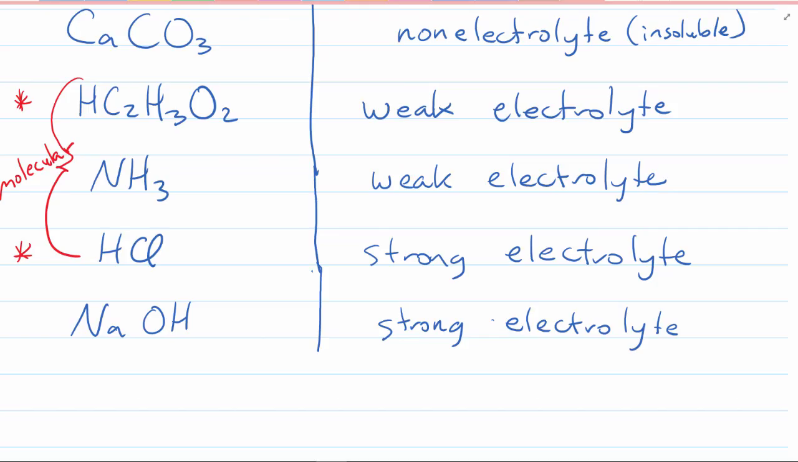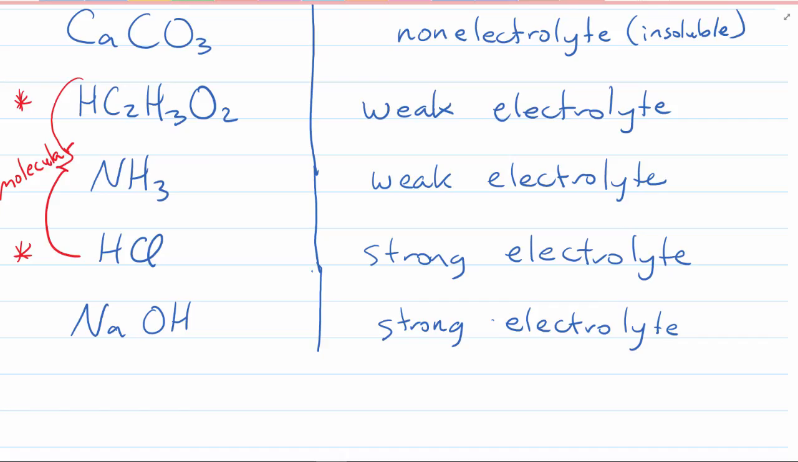And it turns out, I will asterisk these in blue, these here are classified as bases. So the ammonia and the sodium hydroxide are both classified as bases. And so this base here, even though it's molecular, is a weak electrolyte.